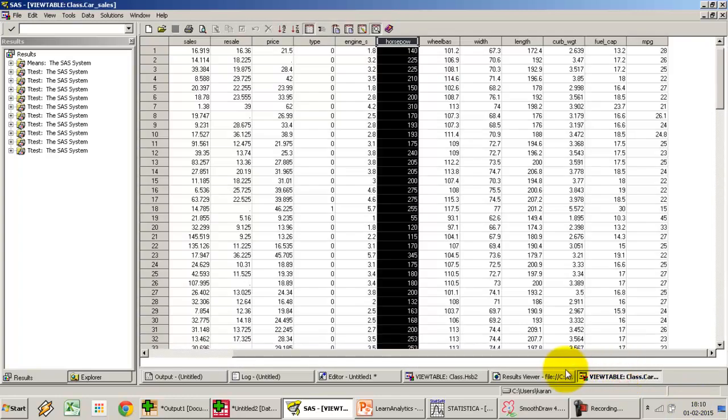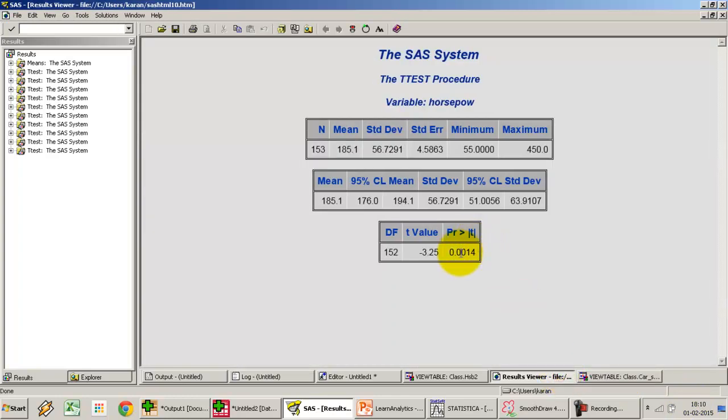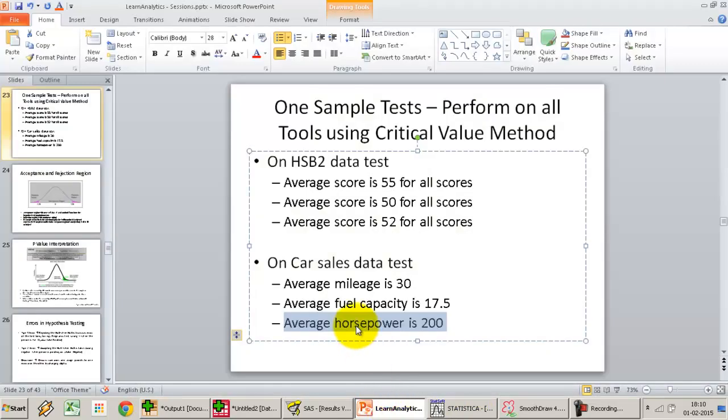There we get it. The p-value in this case is 0.0014. This value is less than alpha of 0.05, right? Therefore, we are rejecting this hypothesis. This value is also less than 0.01. We are again rejecting the hypothesis. So if the alpha is 5% or alpha is 1%, we still end up rejecting this hypothesis, i.e. this sample is unlikely to come from a population where the average horsepower is 200.